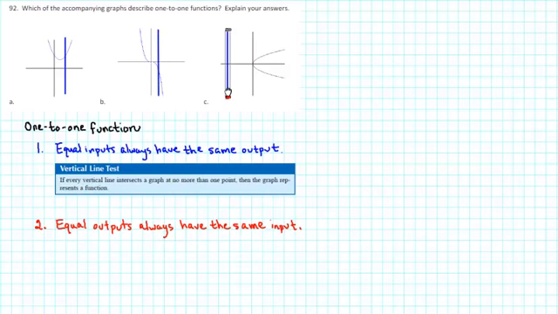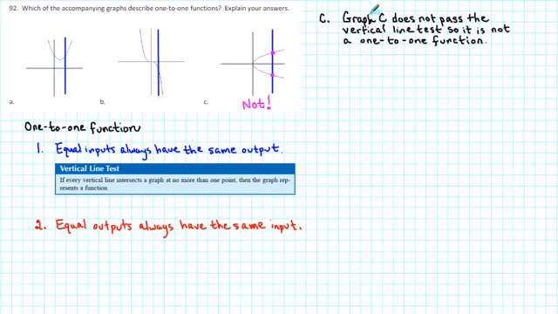What about graph C? We see that a vertical line either does not intersect the graph, or it intersects the graph once, or it intersects twice. Since it is possible for a vertical line to intersect the graph at more than one point, graph C does not represent a function. That means that equal inputs can have different outputs. So graph C is not a one-to-one function. Graph C does not pass the vertical line test, so it is not a one-to-one function.